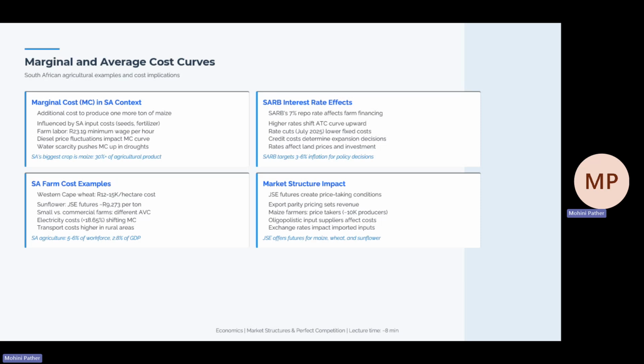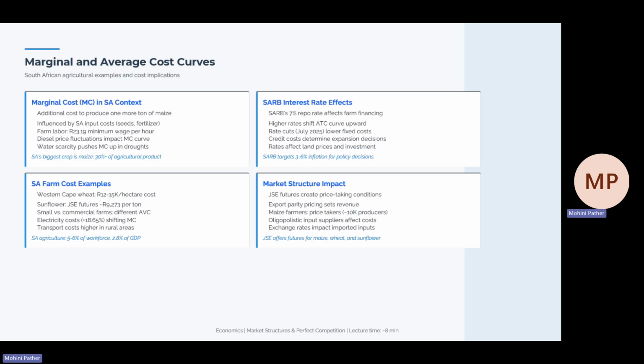So how much do the seeds, fertilizer, and water cost? What is the farm labor? Here we're looking at input costs of material, and here we've got labor costs as well. The minimum wage rate in South Africa is 23 Rand and 19 cents per hour. The diesel price fluctuates, which also impacts the marginal cost curve.